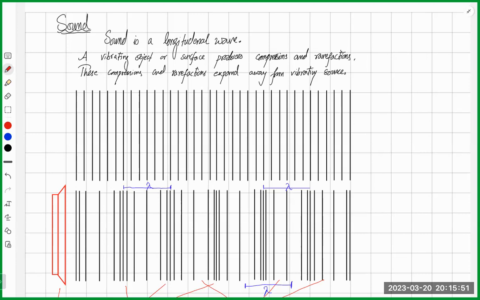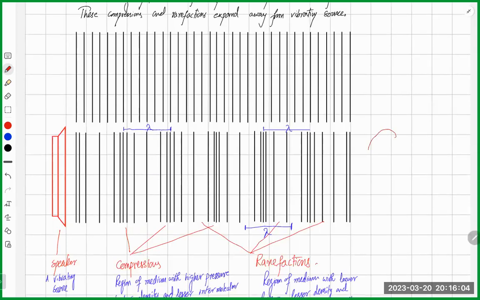So sound completes with three things. Number one, a vibrating body, medium, and a receiver. So in this case, you can see this is an ear. So this is a speaker.